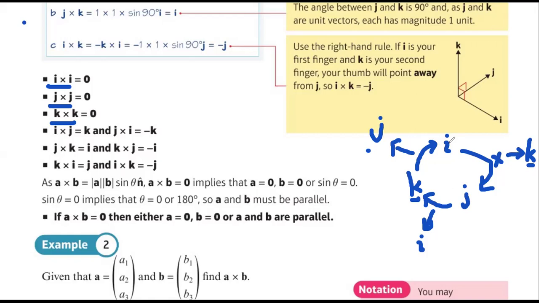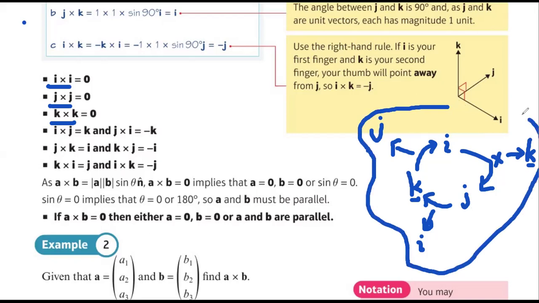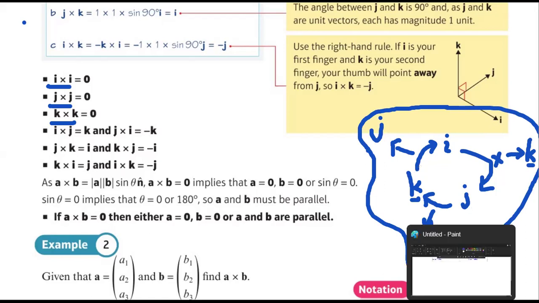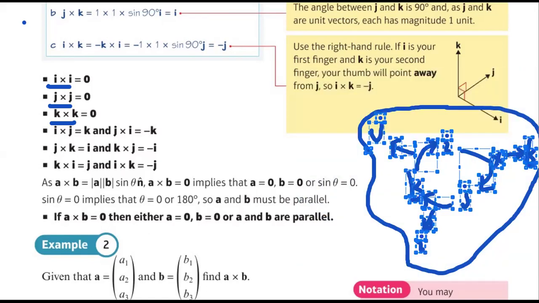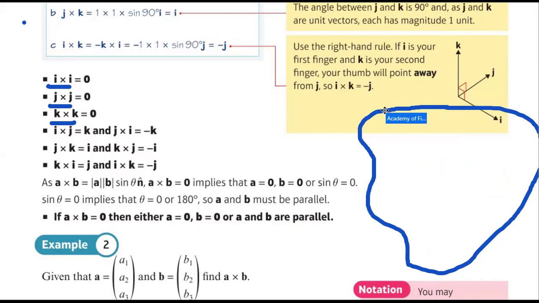If you use I and j, vector n always equals k. If you use j and k, vector n equals I. You can find what the sign is using this method. That's the basic thing you have to know about vector product. It's a very important thing.